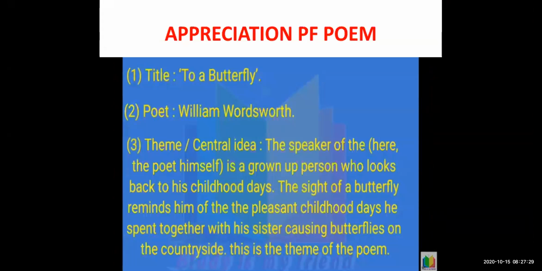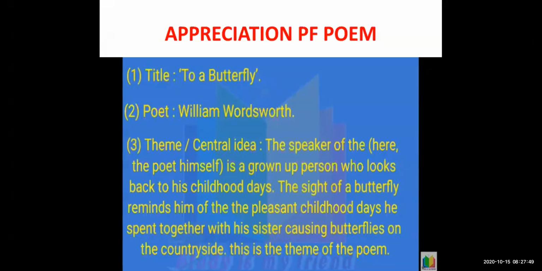The next point is that our important type has 5 marks in our examination: To a Butterfly. Name of the poet is William Wordsworth.